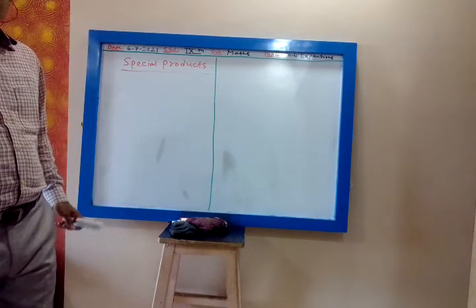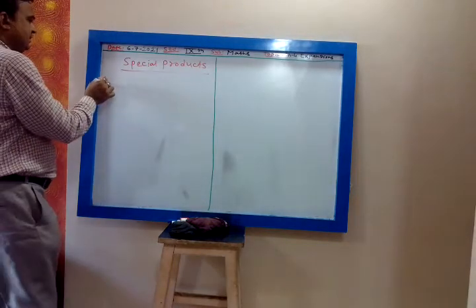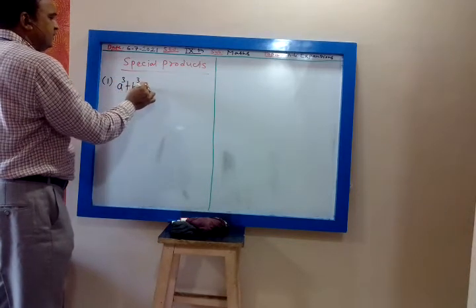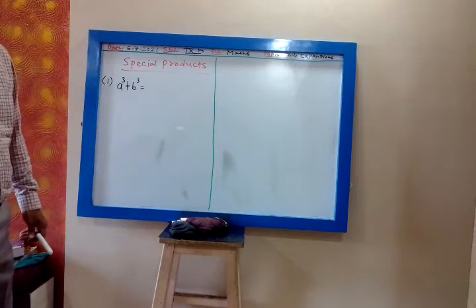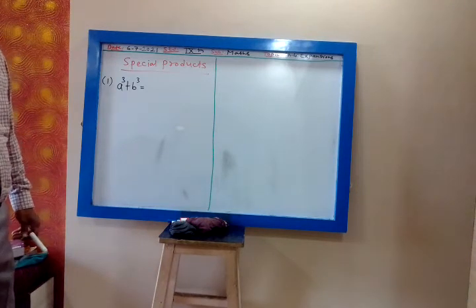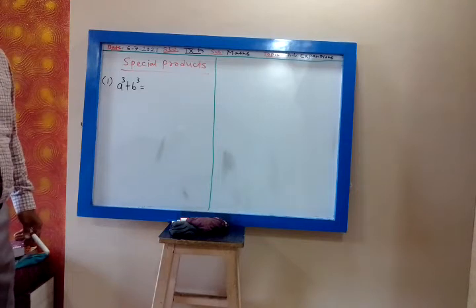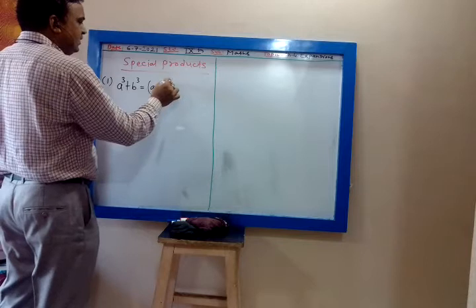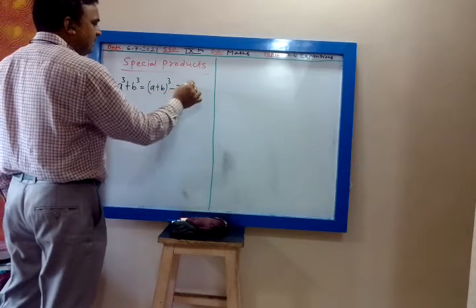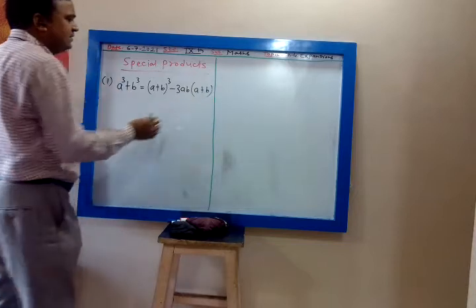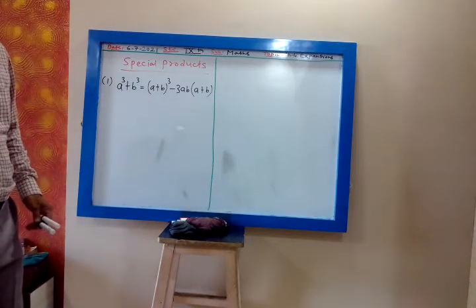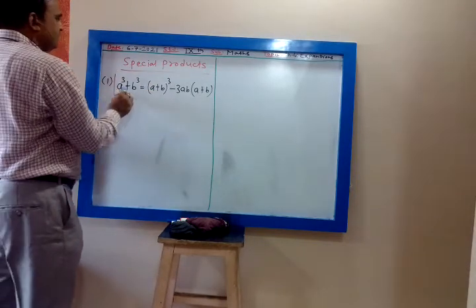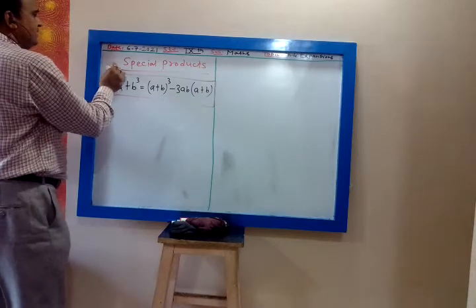Special products. So first, let me see. We have seen the formula for a cube plus b cube. What is that formula? Okay. So the formula is (a plus b) whole cube minus 3ab into bracket (a plus b). Correct? This we have already seen. Inside the bracket plus, outside minus. So this is the formula for a cube plus b cube, which we have already seen.